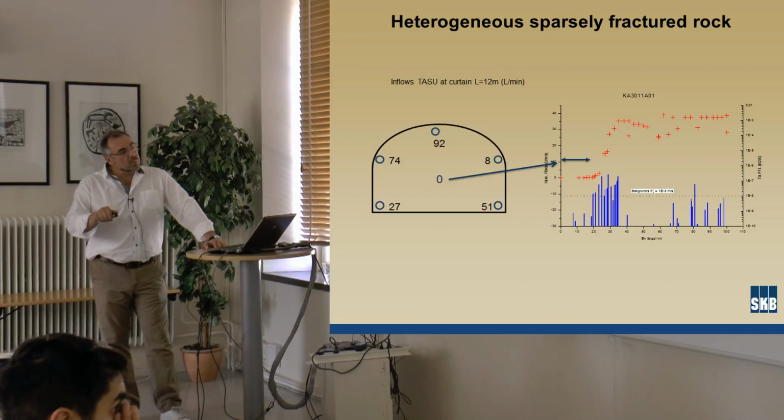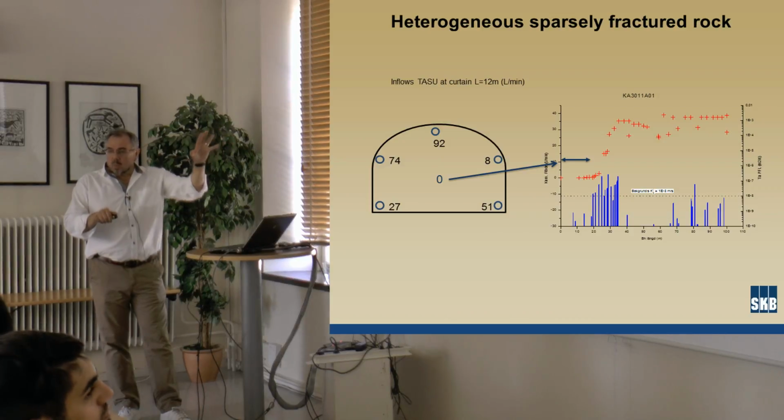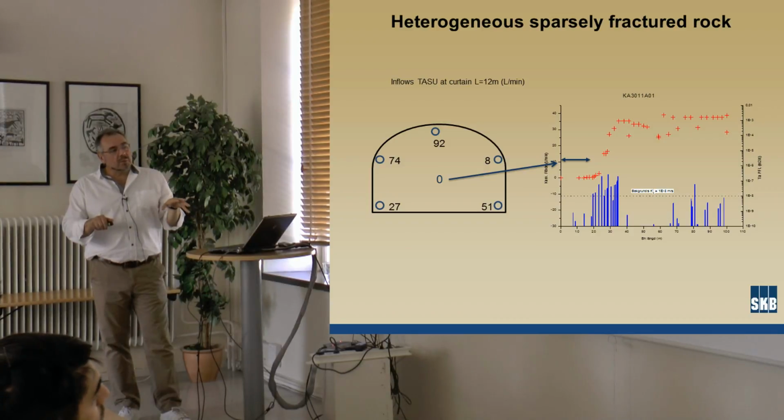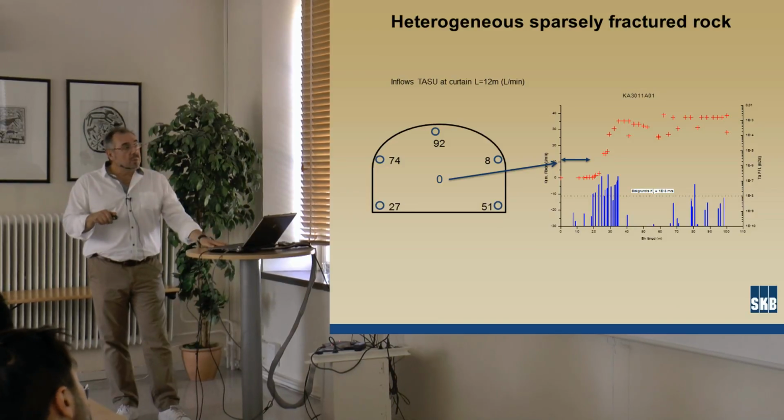Okay, so when we did the pilot hole, it showed no flow, or very, very little flow. When we drilled, it was basically 0. When we made the flow measurements with the flow log, there were some flows, but they were so low that we didn't pick them up in the drilling. So that is the result for this length of tunnel, which the pilot hole showed.